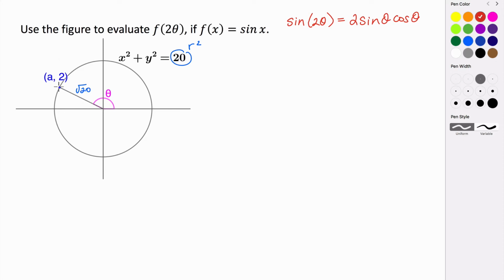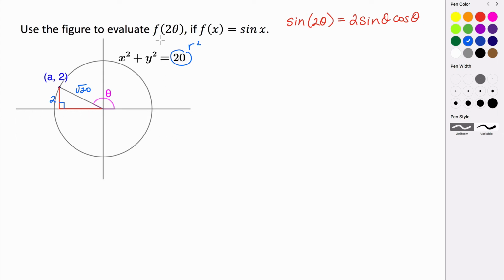So that means this length here is the square root of 20. Also, if we were to draw a right triangle here, then we also know the height of this triangle. The height of this triangle is just the y-coordinate of this point, so this height is 2. Now, unfortunately, we don't know this side length, but we can find it using the Pythagorean Theorem. So let's use the Pythagorean Theorem to find the length a.